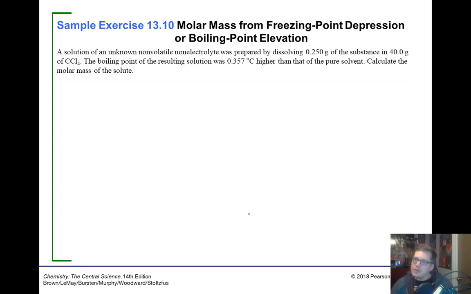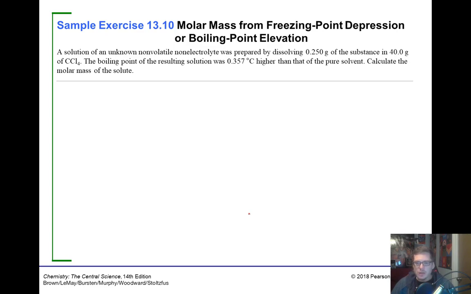Now this is where life gets a lot more exciting here. We can actually use freezing point depression and boiling point elevation in order to figure out the identity of an unknown, and we can use it to find the molar mass. Okay, and so let's walk through this one that they do here, and then we're going to do one ourselves.